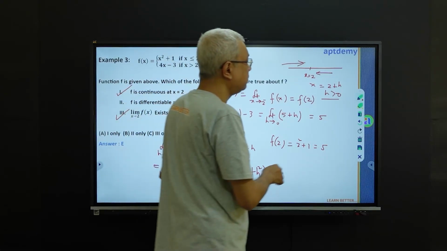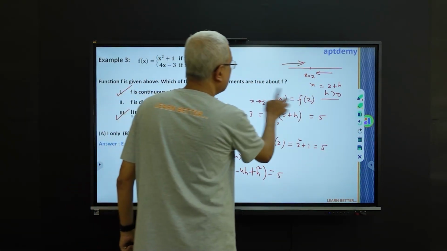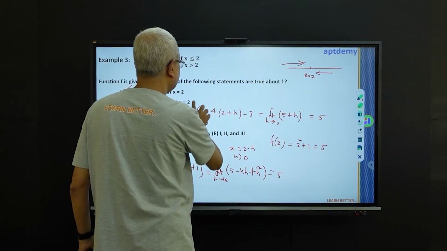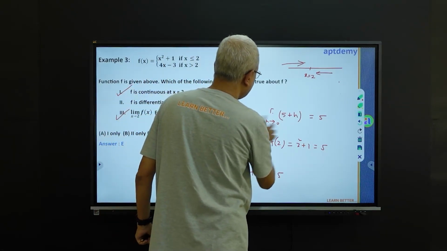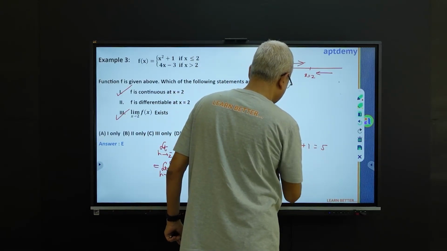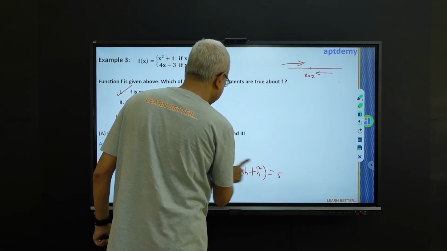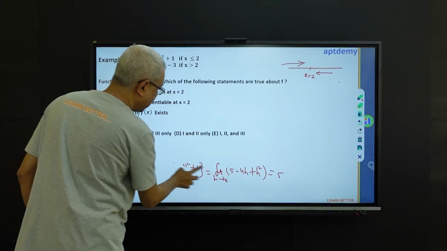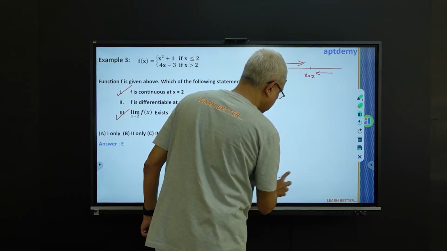Okay, now what about 2? Whether f is differentiable at x equal to 2 or not, that is to be found out. Okay, now what is the definition of f dash x? F dash x is limit h tends to 0 of f(x plus h) minus f(x) divided by h. So whether this limit exists or not, let us critically examine.